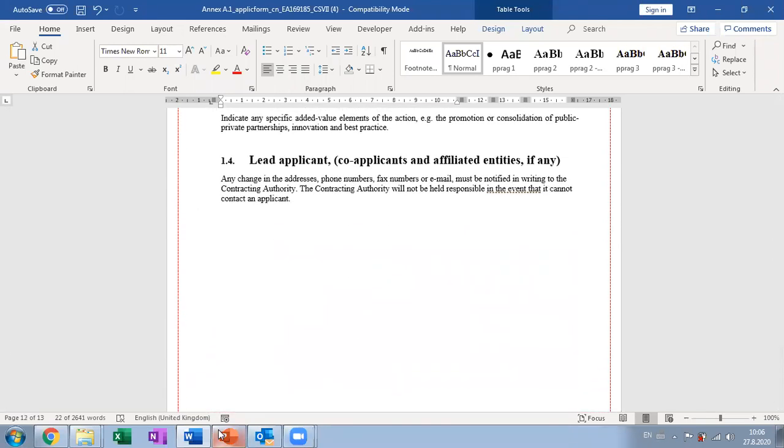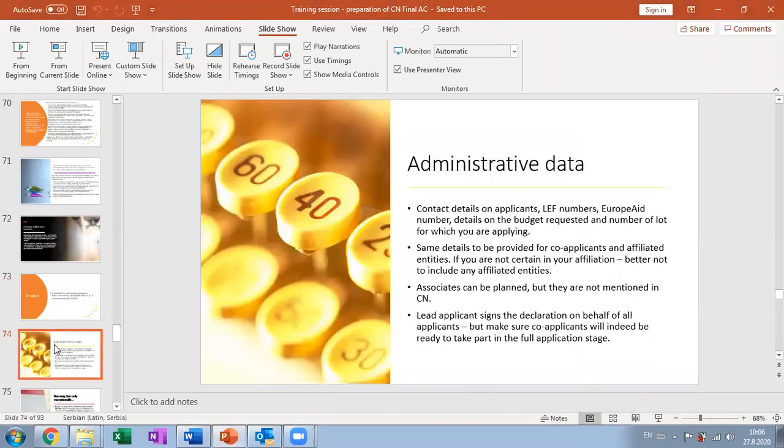And then there is a part in the concept note where you're presenting your administrative information, details on yourself as a lead applicant, details on the affiliated entities or co-applicants if they exist. Associates can be planned. There is no formal space in this concept note where you can mention the associates in terms of tables, in terms of administrative data. But if you're planning any associates under the project, we mentioned yesterday, guidelines have a specific section on them, so please study that also to understand what associates on the project could be. But if you're planning to include any of them, that can be explained in the design of the action.